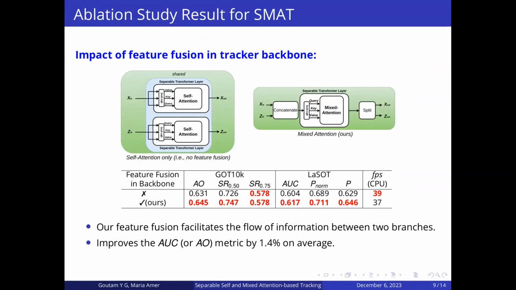And we conduct additional ablation studies in order to experimentally quantify the impact of different contributions. For example, in order to verify the impact of feature fusion in our tracker backbone, we retrain the network without fusing the features in the backbone, and we observe that the feature fusion improves the overall results due to the flow of information between the two branches of the network.